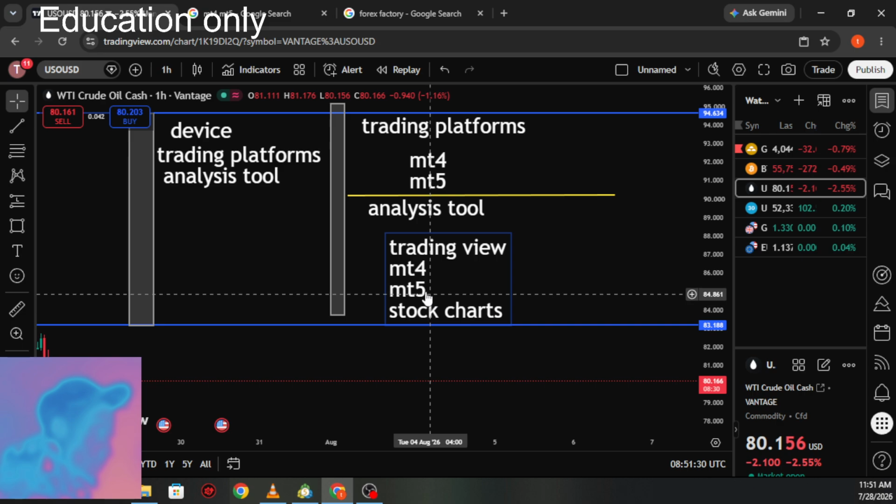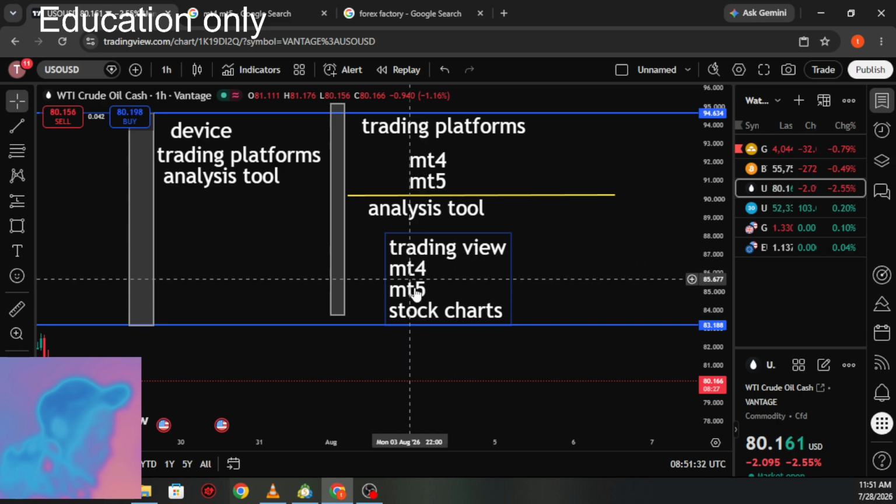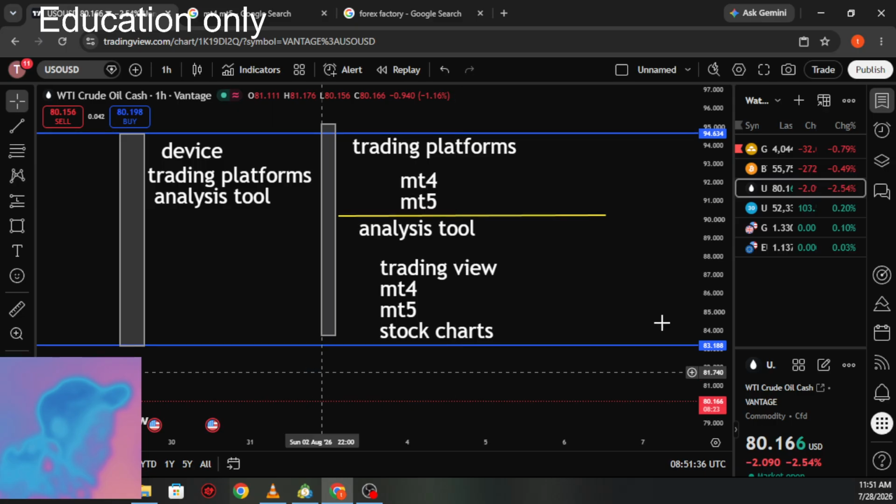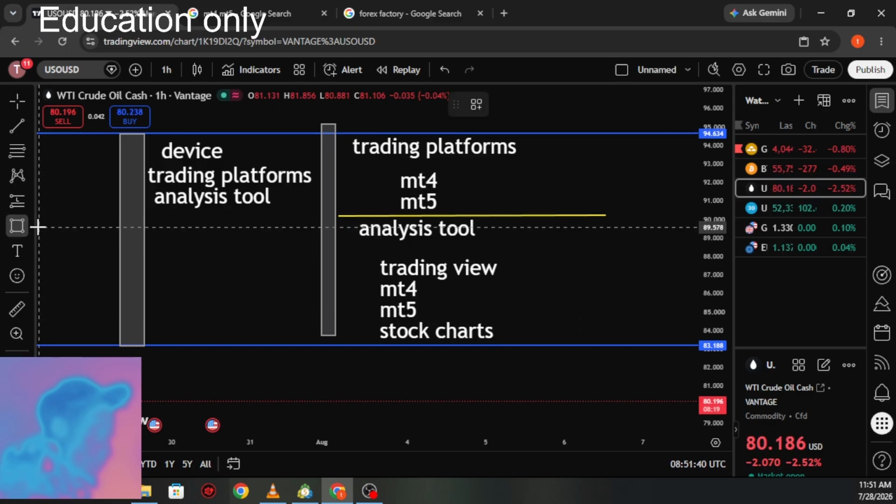I have shown you TradingView and MT5. The stock charts, we are not going to cover them. And finally, what else do we have? Nothing else. I think with that you have a good starter pack.